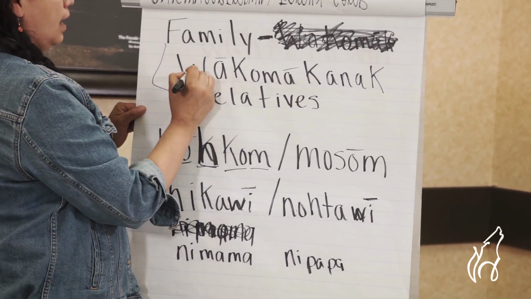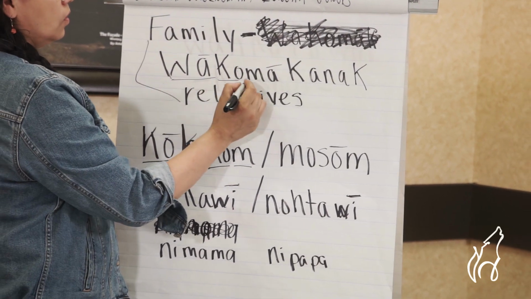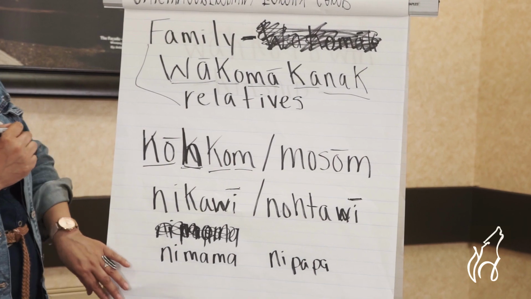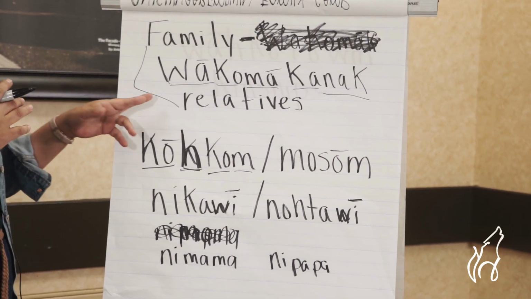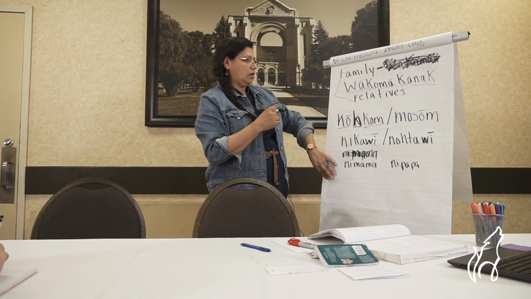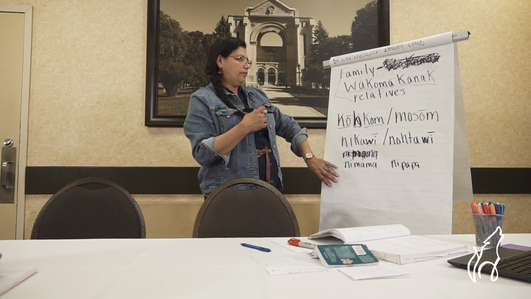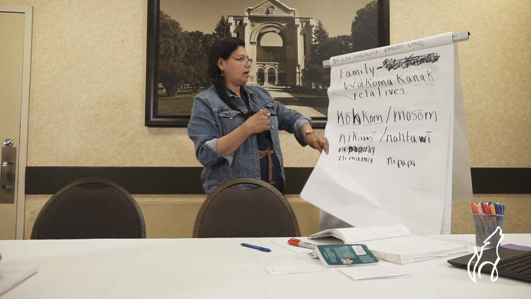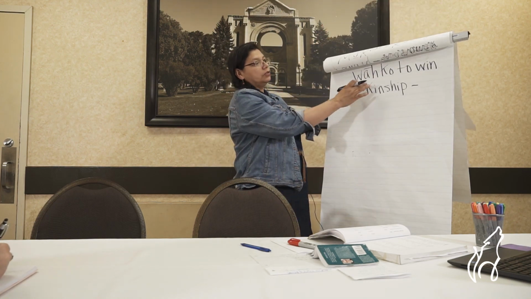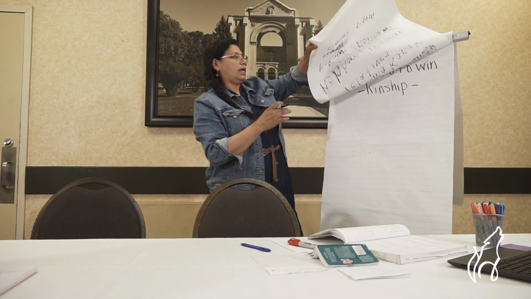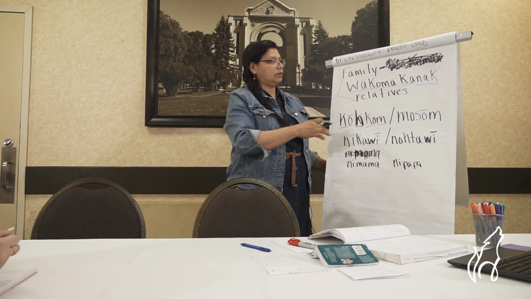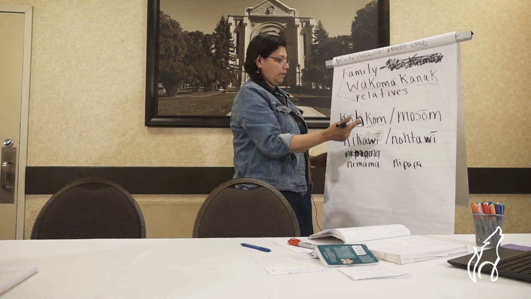Okay, so we have wagumaganak. So family and relatives together. You're relating. So under your wagumaganak, under the unit of wakutuin, this is what we're gonna have a list of who is in your family, who you're related to, wagumaganak.